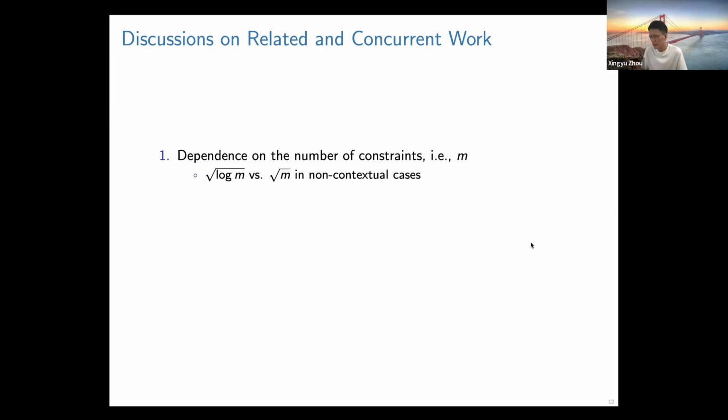The first one is the dependence on the number of constraints, n. In our work, in a simple case, let's say simple constrained multi-armed bandits, we have a square root of log n dependence. But in previous work, the dependence is square root of n. So you can see that there's a huge difference. This is the first aspect that I want to discuss.